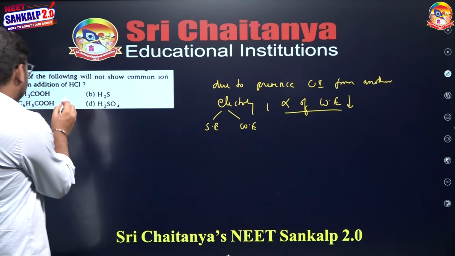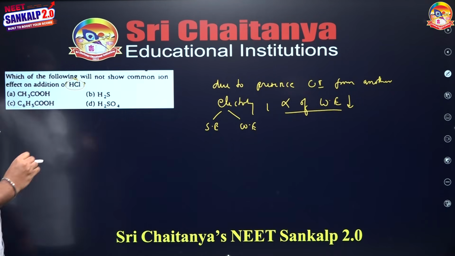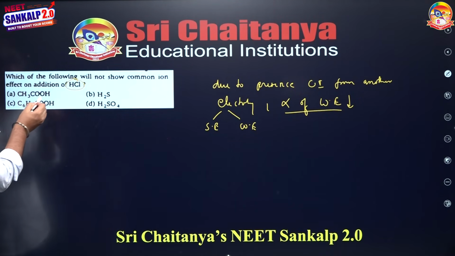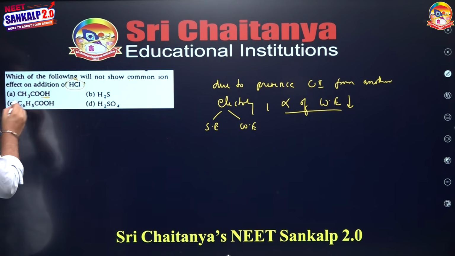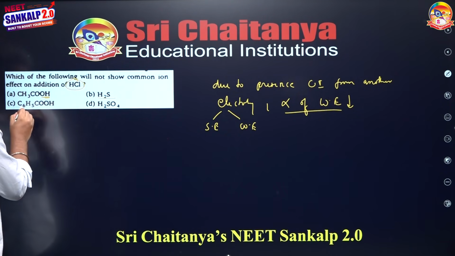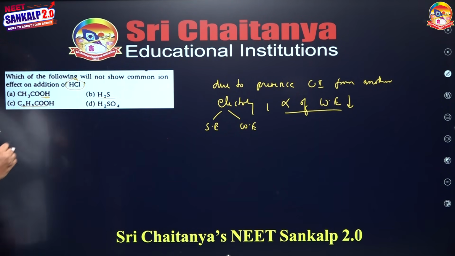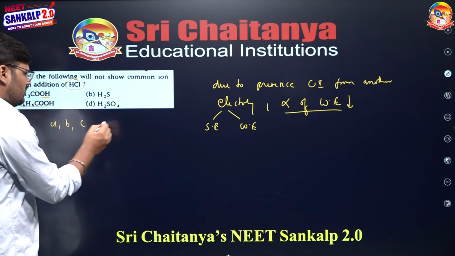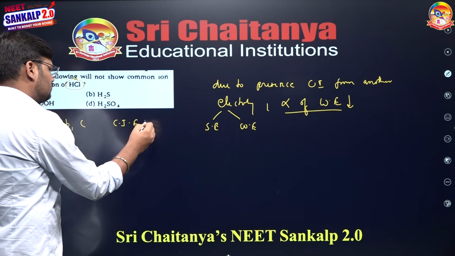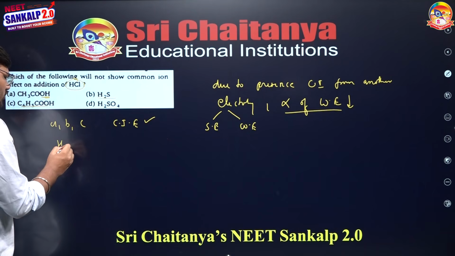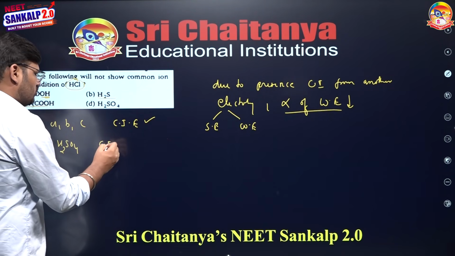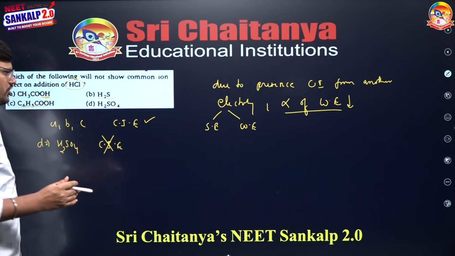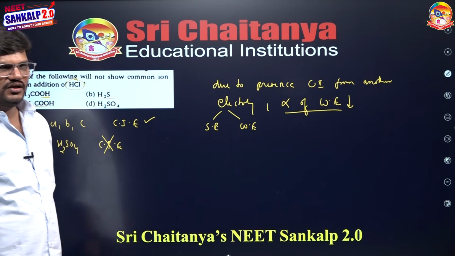In this case, you are adding HCl. Common ion effect will appear because this is a weak electrolyte, this is another weak electrolyte, this is also a weak electrolyte: A, B, C are all weak electrolytes. So they will show common ion effect. But H2SO4, being a strong electrolyte, that is option D, will not show any common ion effect. Due to the presence of HCl, its alpha will not decrease.